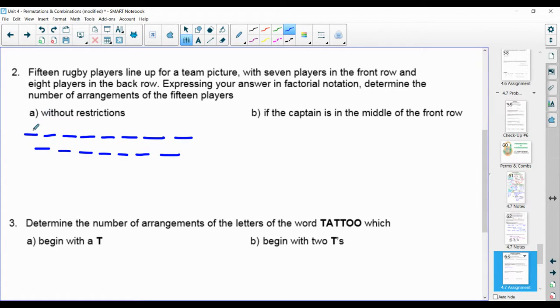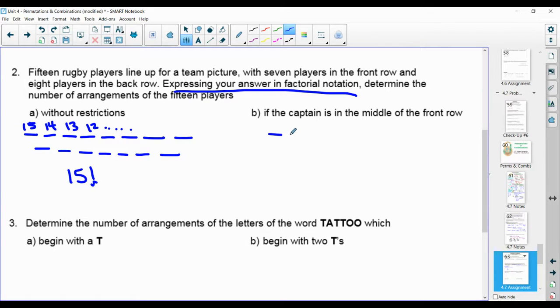If we think about how many ways we can choose or take each of these players, well, there's 15 choices for this spot. There's 14 choices for this spot, 13 for this spot, 12, and so on. So ultimately, we have 15 factorial ways. Now, I don't need to calculate this out because it says express your answer in factorial notation.